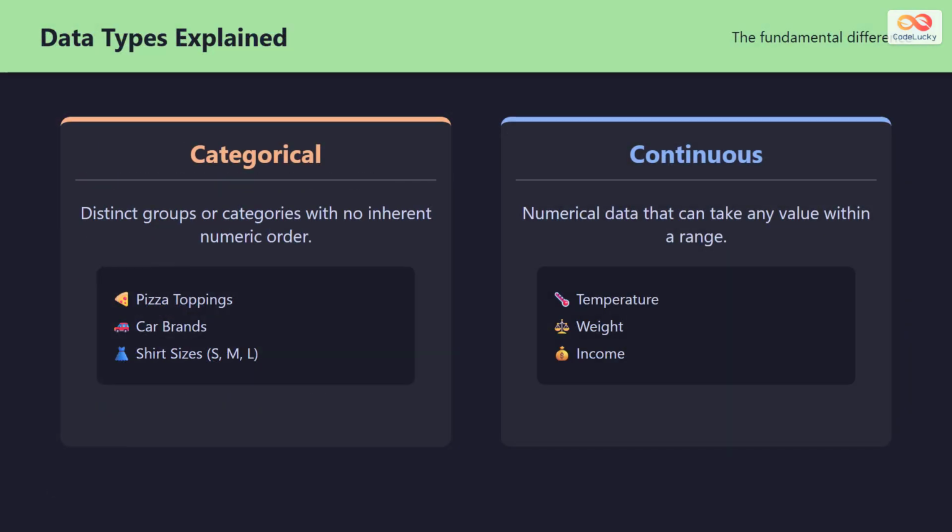The core difference lies in the data type. Categorical data, for bar charts, represents separate groups like pizza toppings or car brands. Continuous data, for histograms, represents a flow of numbers where every value is possible, like temperature or income.